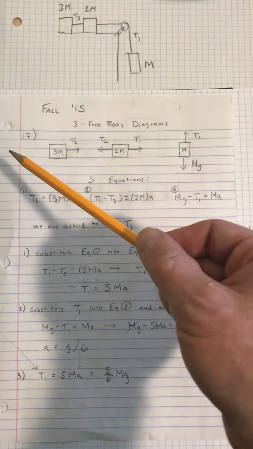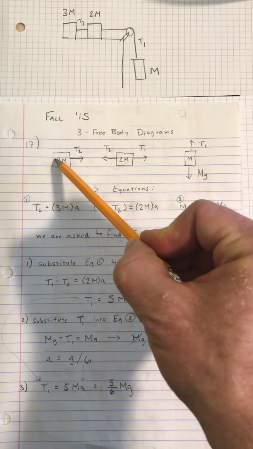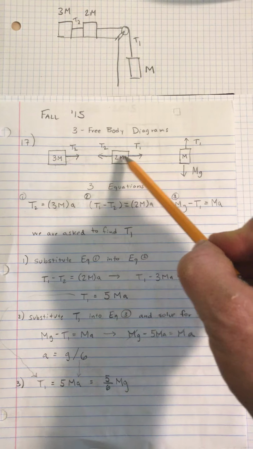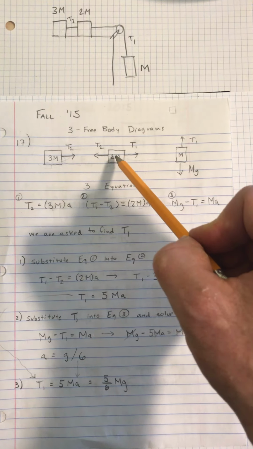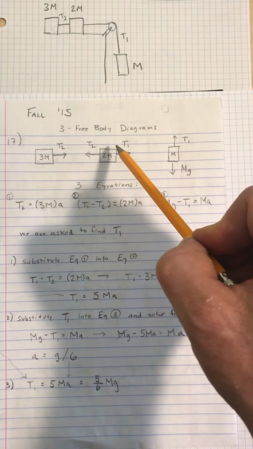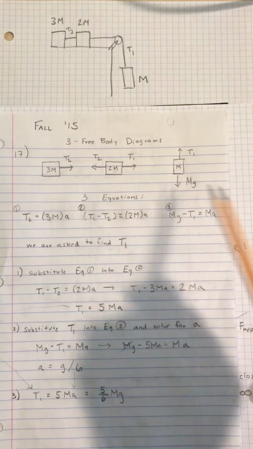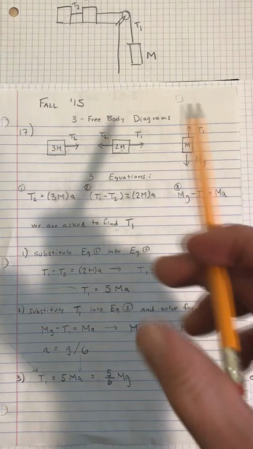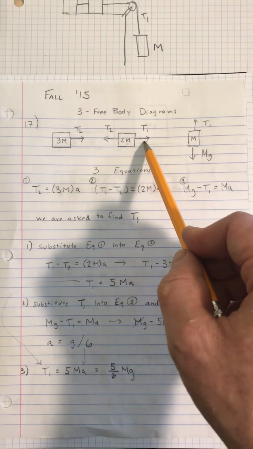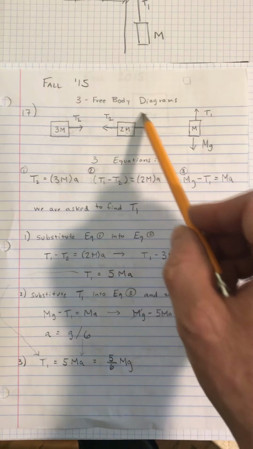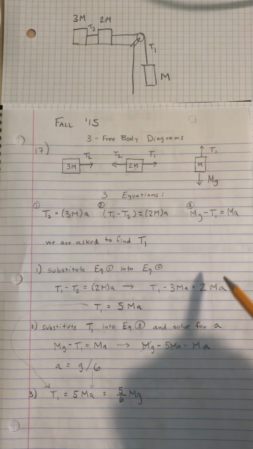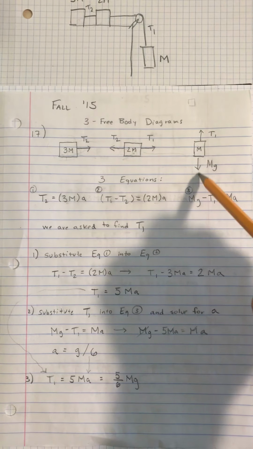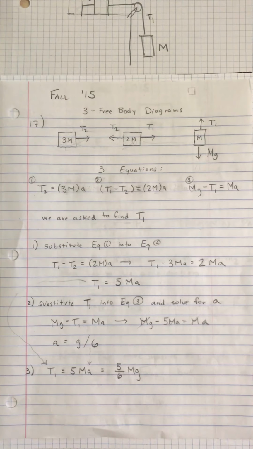It's going to be pulling against it, and that's because if the 3m mass is pulling on the 2m mass, then the 2m mass is pulling equal and opposite on the 3m mass. That's our Newtonian pair. So we have that T1 minus T2 is going to be the net force on this. And then finally, the mass that's dangling is going to be experiencing mg down and T1 up.